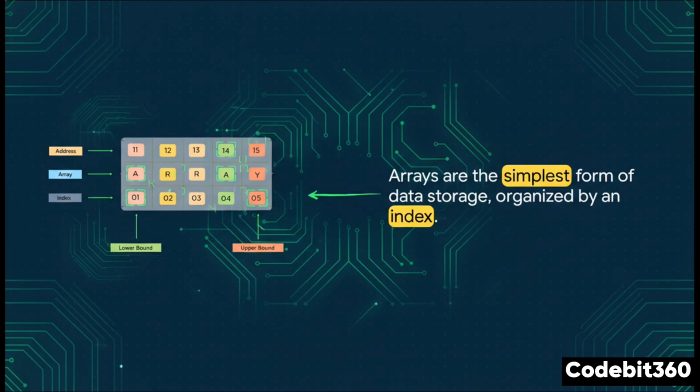So, step 2, arrays. Everything really does start here. They are the most basic way to store a bunch of items together. You know, each item gets its own little numbered slot, its index, which makes grabbing any specific one super fast. Honestly, getting comfortable with arrays is just non-negotiable.